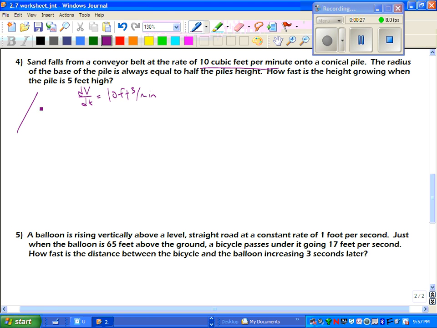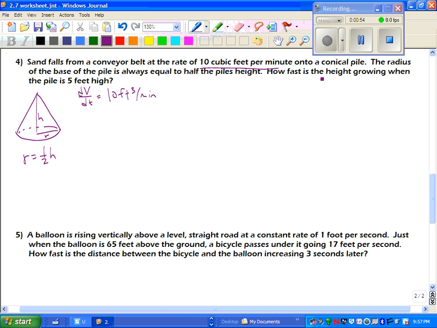So we've got a cone here, radius and our height. It tells us that the radius of the base is always equal to half of the height. So it gives us this equation. Remember, the first time we did this, we had to set up our own proportion. Here, it's kind of giving it to us.